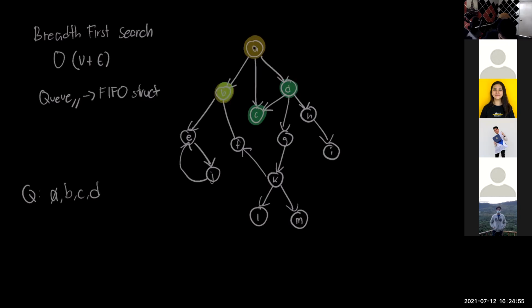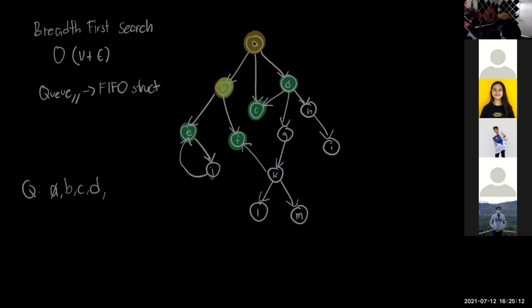So we have E and F. B no longer has any children, sorry, there is no edge here. There should be an edge there. Okay. So E and F, we add that here, and F. Now that we know that B no longer has any children, we pop it out.